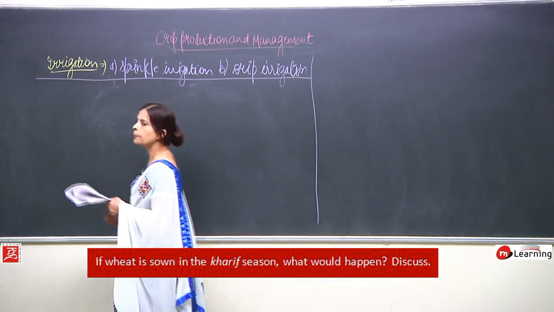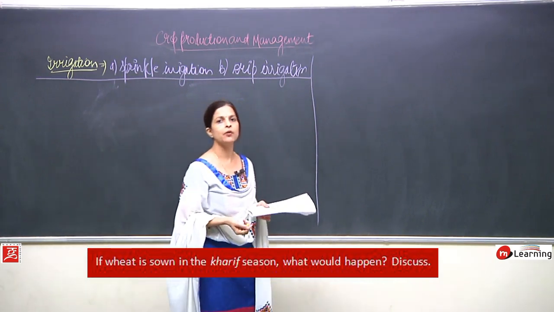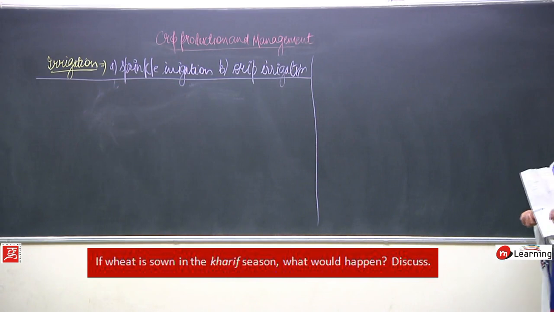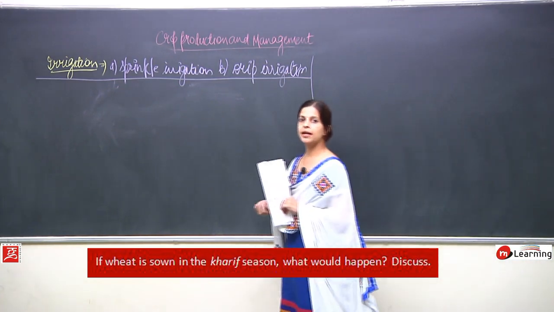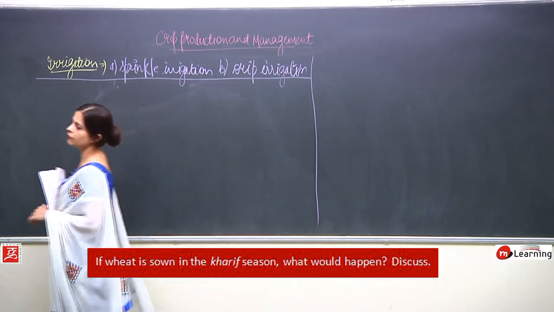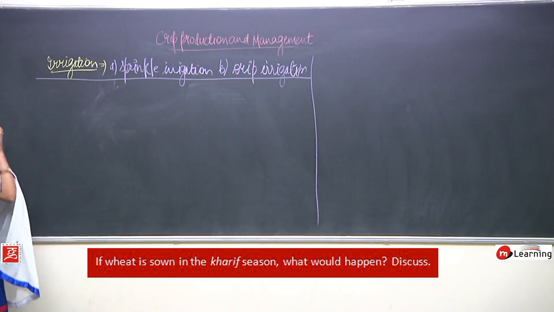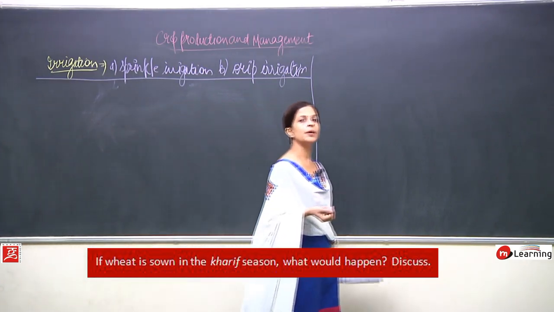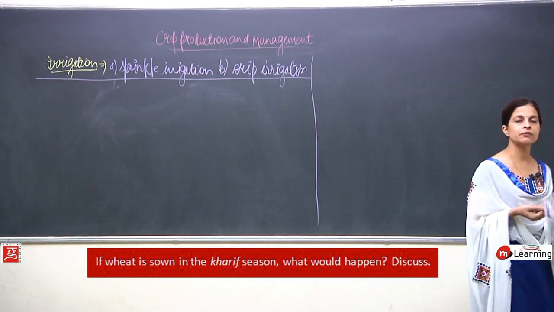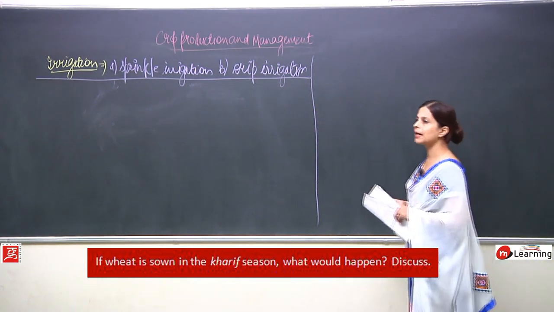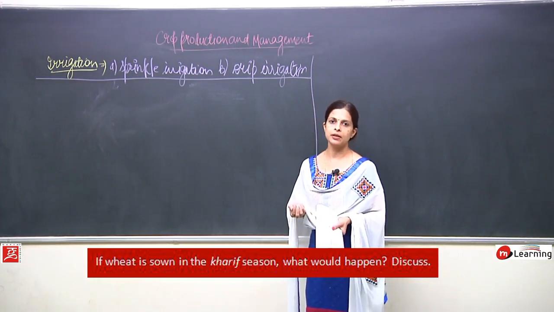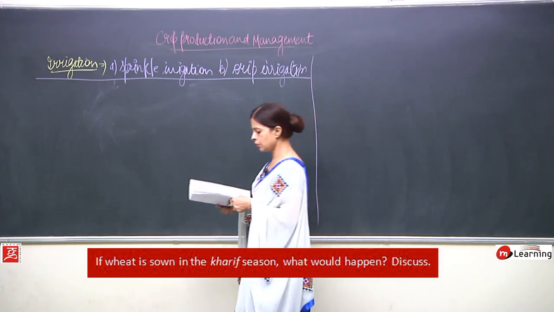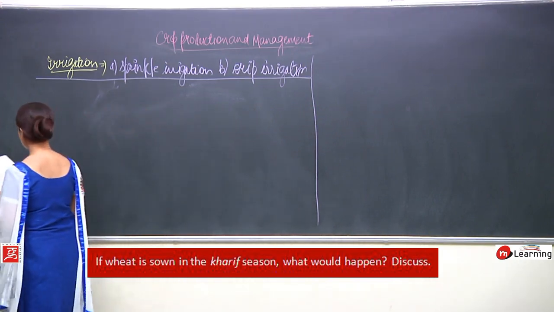See students, every crop needs a particular kind of climatic conditions. Every crop needs a particular temperature, moisture, humidity, sunlight, and if it is not available in that particular range or amount, then what happens? The production will reduce, the productivity will not be as good as it should be, or sometimes even the germination will not take place. So just come to the question they have given. What is the question? If wheat is sown in the kharif season, what will happen?